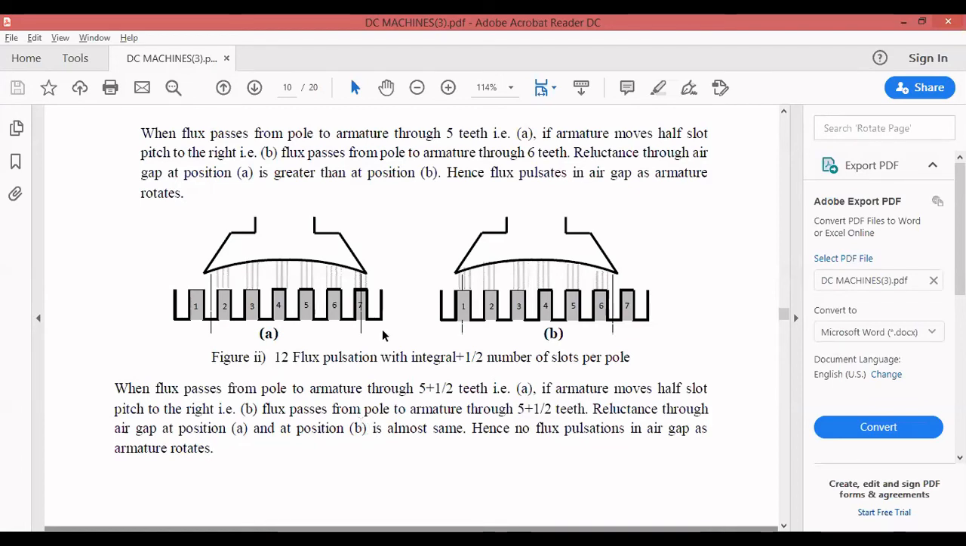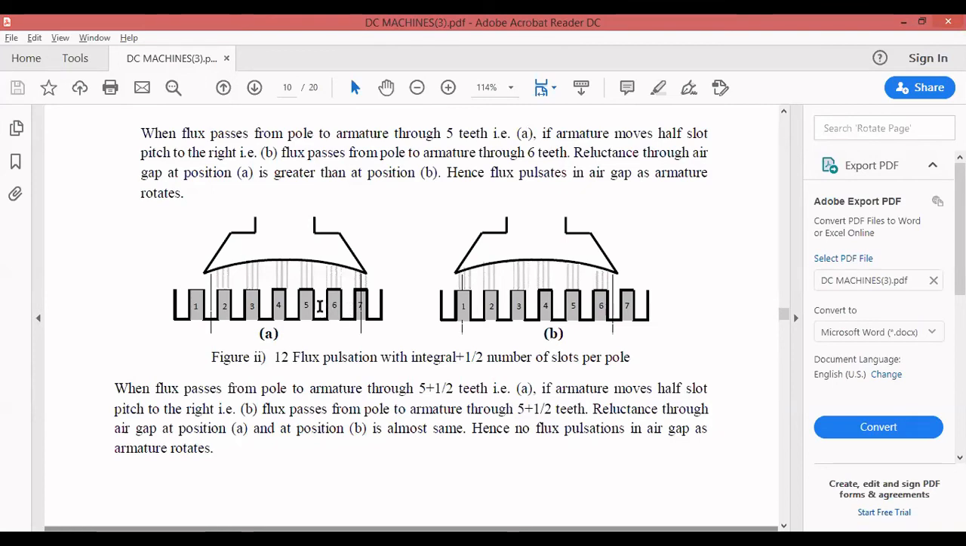Means what? If I maintain the fractional slot, it means the number of slots per pole should not be an integer. It is nothing but a fraction. You can see here, 5 plus half.